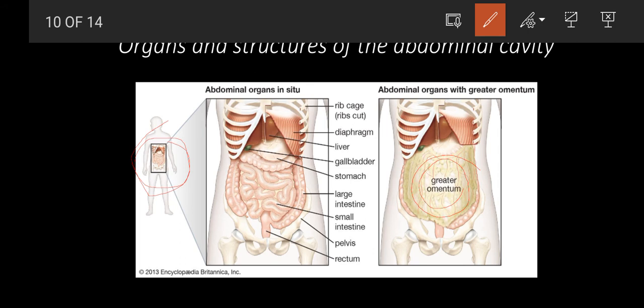Okay, so I will just leave this diagram for a few seconds so that you may look at it.